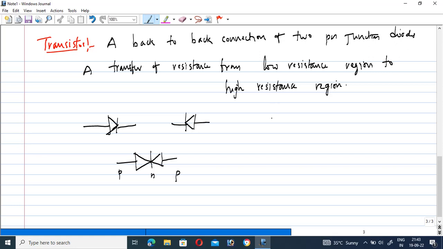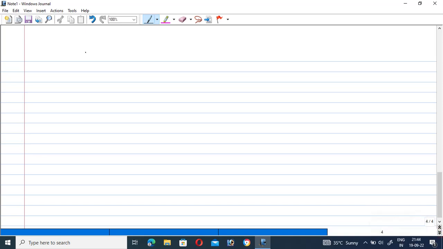If you connect in the other back-side direction, this is NPN. This is an NPN transistor. So it forms two types of transistor, that is the PNP transistor, and the second one is the NPN transistor. Okay. Now let us see the symbolic representation.